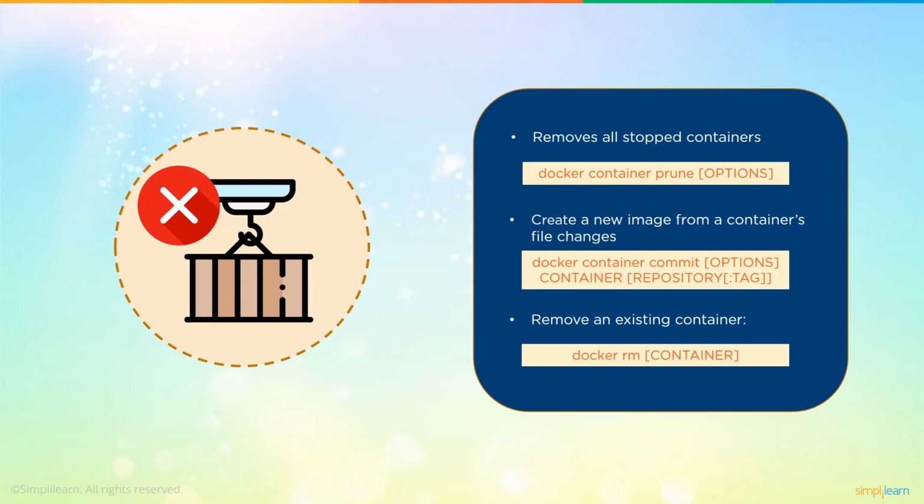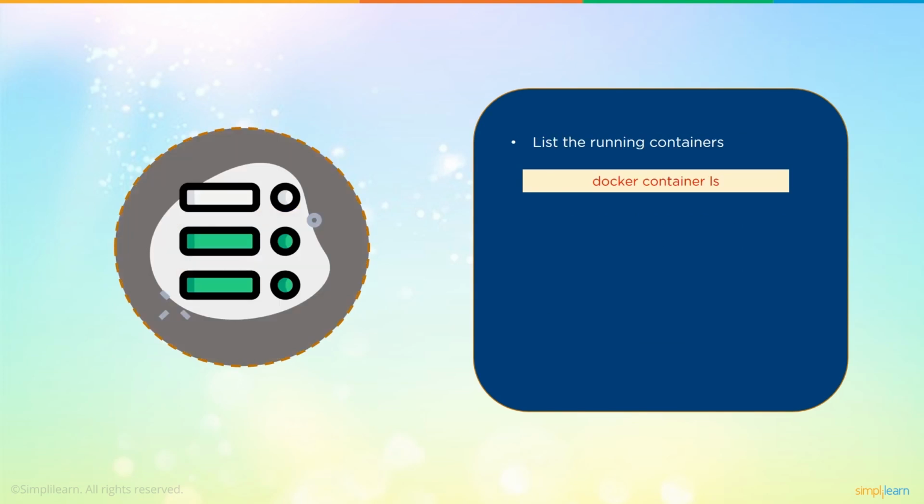So these are the commands where we can do the management, like how to stop the containers, how to remove the containers, and how to get a new Docker image out of the container. Now let's see how we can list down all the running containers. If you want to list them, you can go for the docker container ls command, and that will help you list down all the containers available in your system.